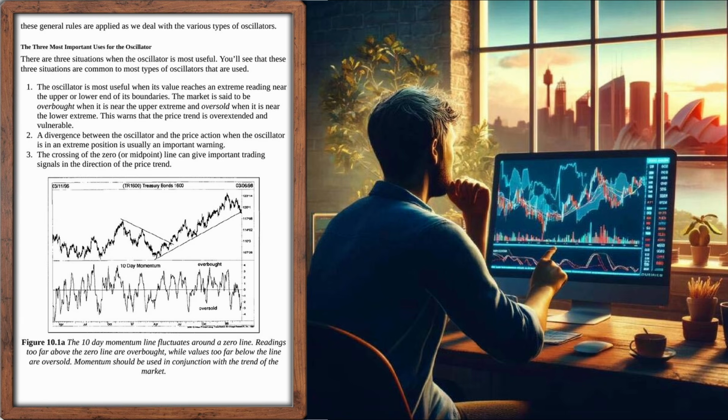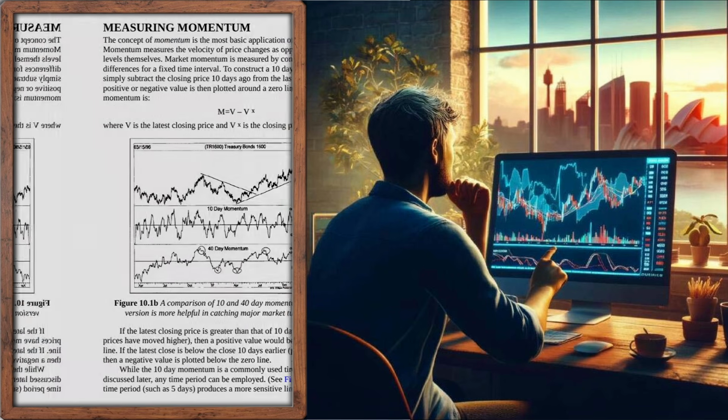2. A divergence between the oscillator and the price action when the oscillator is in an extreme position is usually an important warning. 3. The crossing of the zero or midpoint line can give important trading signals in the direction of the price trend. Measuring momentum.